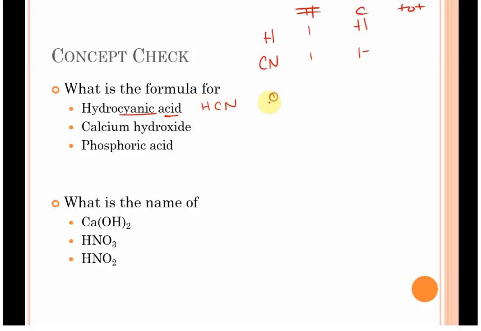Calcium hydroxide. Ca, hydroxide is OH. Charge of +2 because it's group 2. -1 because you've memorized it. You need one of these, two of these, to give us charges that will cancel. So it's got to be CaOH2. But remember, you need parentheses if you have more than one polyatomic.